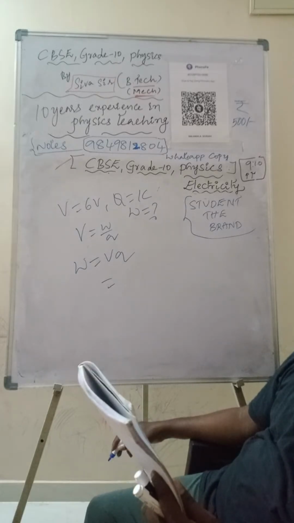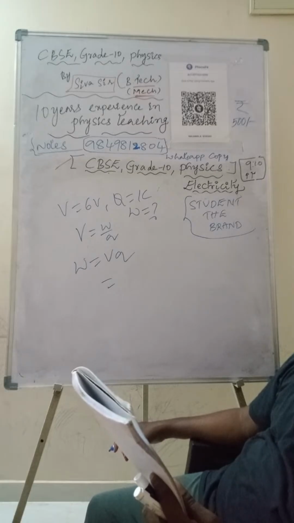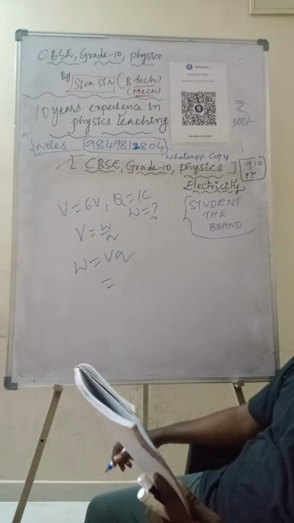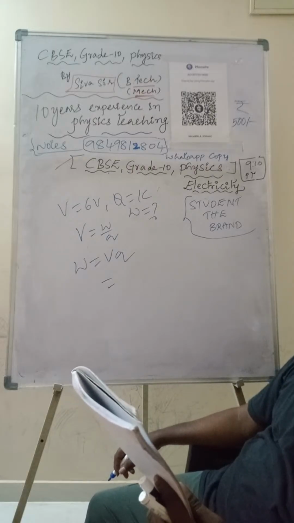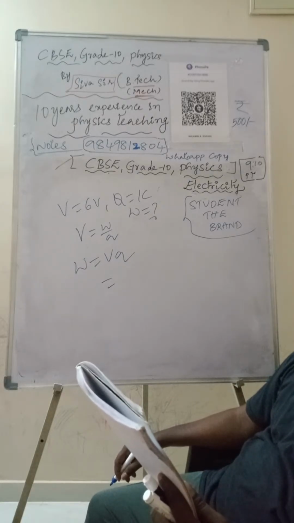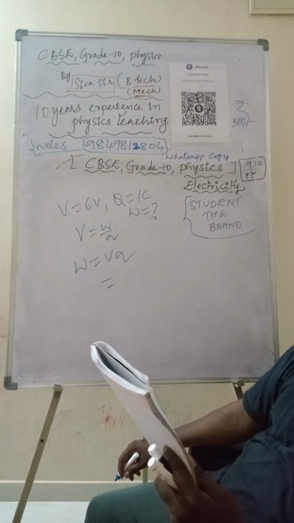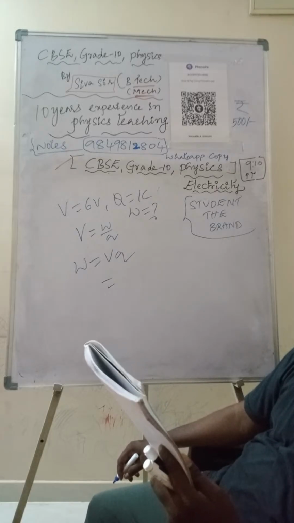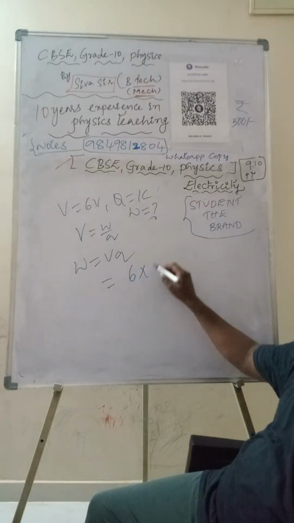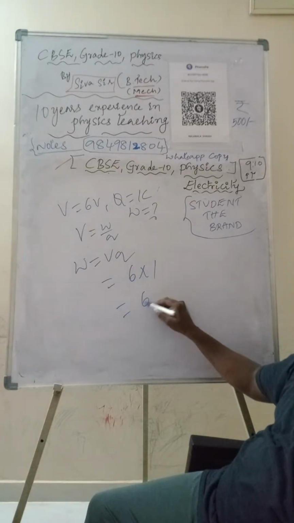How much energy is given to each coulomb of charge passing through a 6 volts battery? 6 volts is given, Q is given, V equal to W by Q, so W equal to VQ. Anybody? 6 into 1, 6 joule.